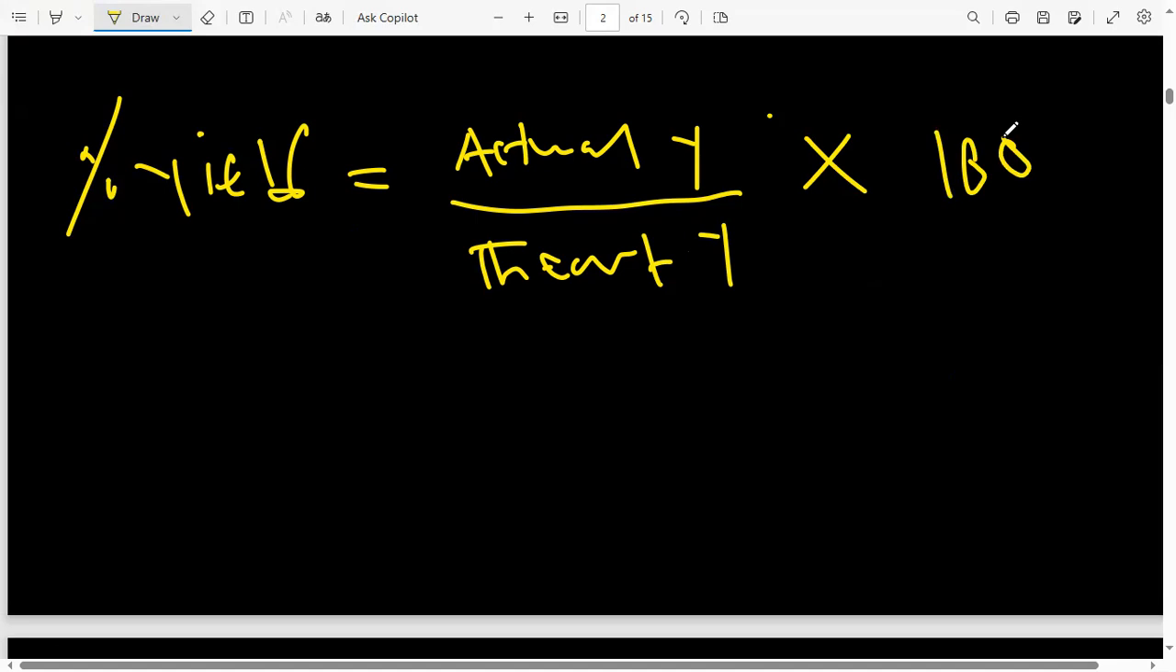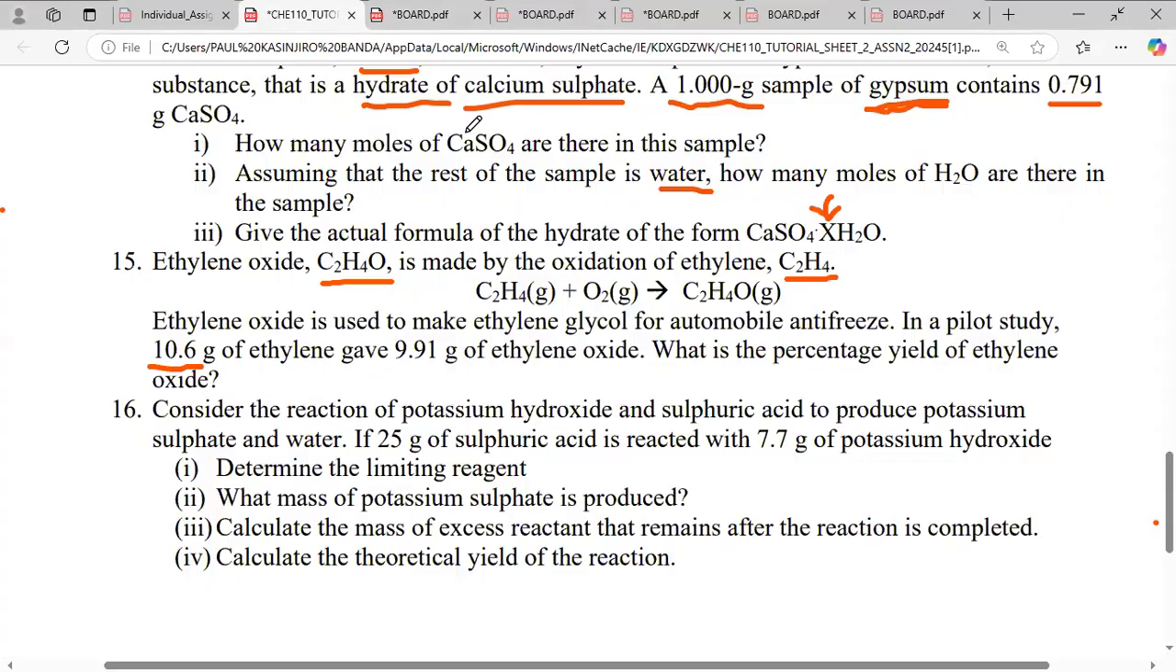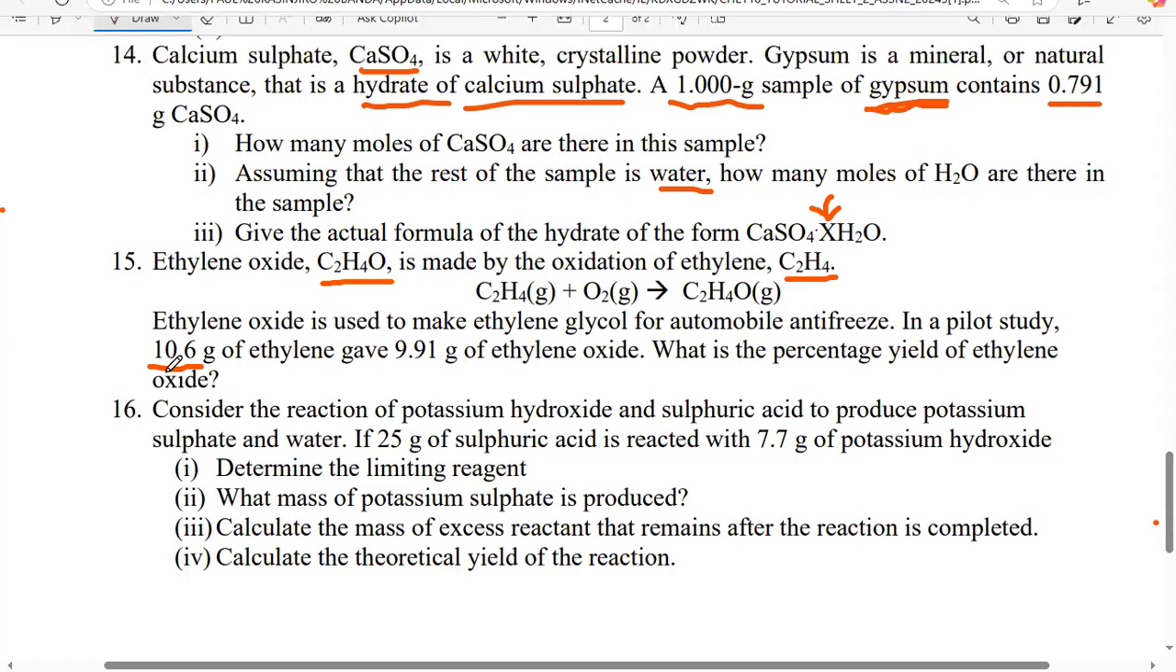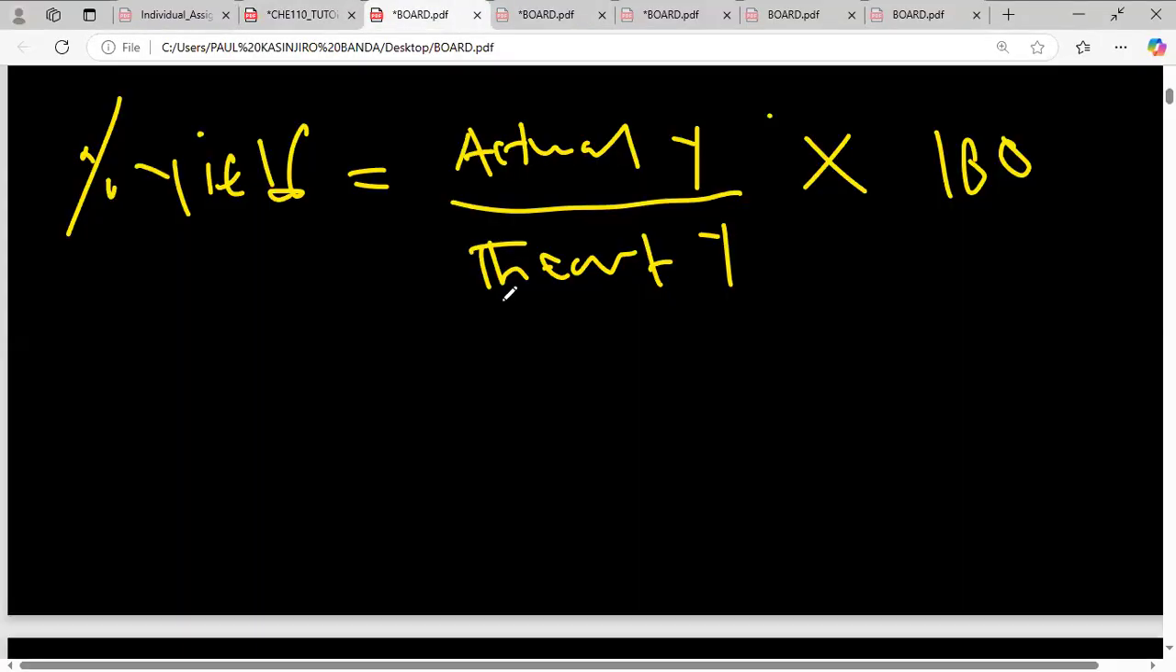So it means in our question, we just have to find the theoretical yield, and then we multiply by 100, because the actual yield is the one that has been given in the question. They're telling you that 10.6 grams of ethylene gave 9.91 grams of ethylene oxide. So this 9.91 is our actual yield. Our job is to find the theoretical yield. How are we going to find it? We're going to use mole ratios from the given equation.